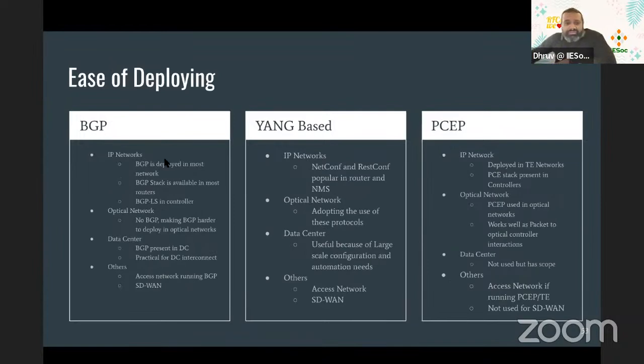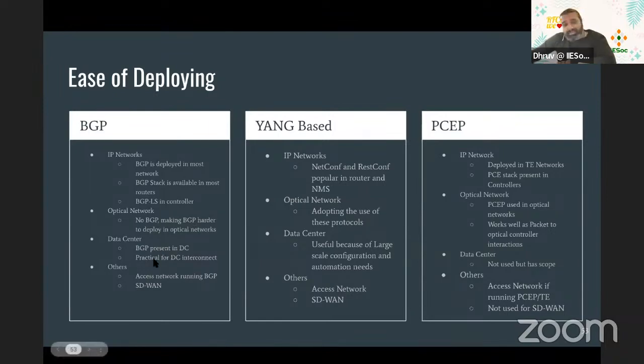Ease of deploying. Let's compare based on IP networks, optical networks, data centers, and other cases. BGP, you will already find it in most IP networks on the edge. The BGP stack is easily available. Most controllers out there have BGP-LS, so I think using BGP as your SBI is pretty good when it comes to an IP network. Again, optical could be an issue. You will not find BGP there, but a smaller BGP stack, maybe only having BGP-LS, is still a possibility, but you still don't see it used much in reality on the optical network side.